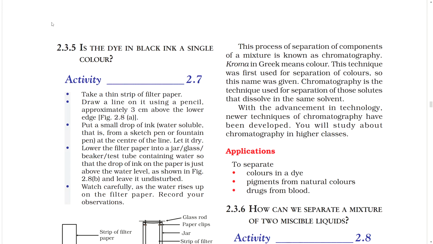The process of separation of components of a mixture is known as chromatography. Chroma in Greek means color. This technique was first used for separation of colors, so this name was given. Chromatography is the technique used for separation of those solids that dissolve in the same solvent. With the advancement in technology, newer techniques of chromatography have been developed. You will study about chromatography in higher classes. Applications: to separate colors in a dye, pigments from natural colors, drugs from blood.